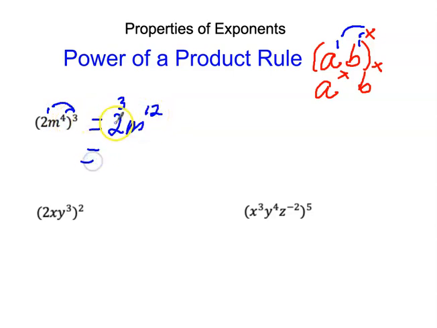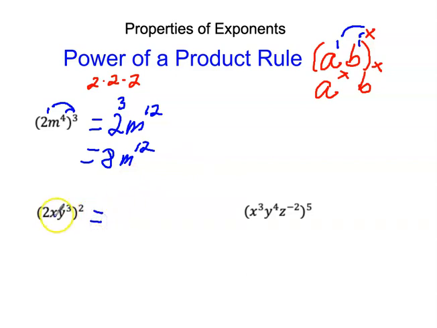But we cannot leave 2 to the 3rd power just like that. We have to evaluate. So this is gonna be 8. How is that 8? Oh, well, you have 2 times 2 times 2, which is 2 times 2 is 4, times 2 is 8, okay? And then we have m to the 12th power. All right? So try the next one on your own and then play the video again.